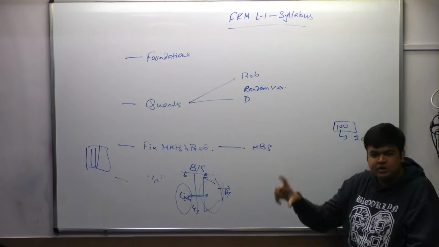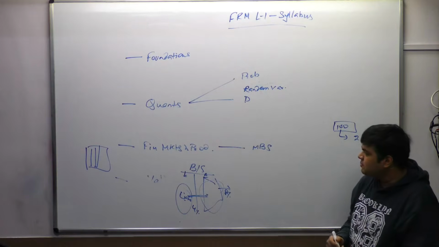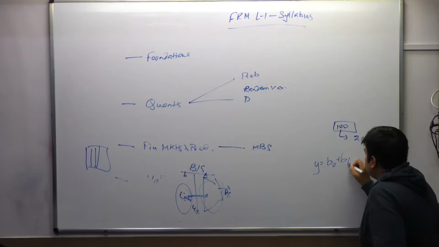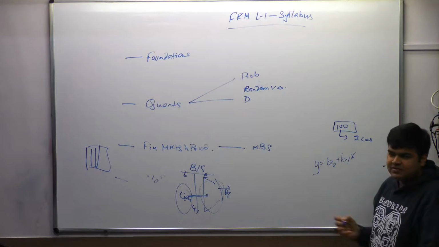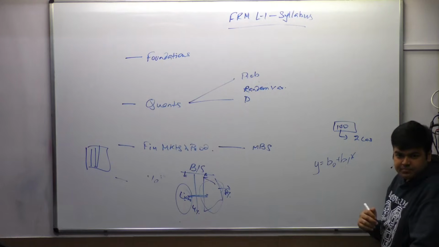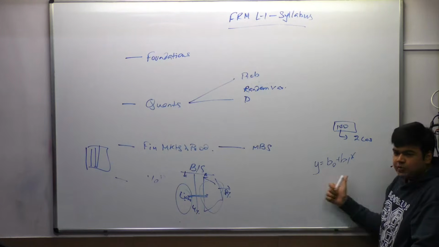Then you do the regression 3 readings. The regression is basically very simple. Suppose I want to form an equation: y = b0 + b1x. In school you might have studied this equation as y = mx + c. The idea is we need to be able to form relationships.